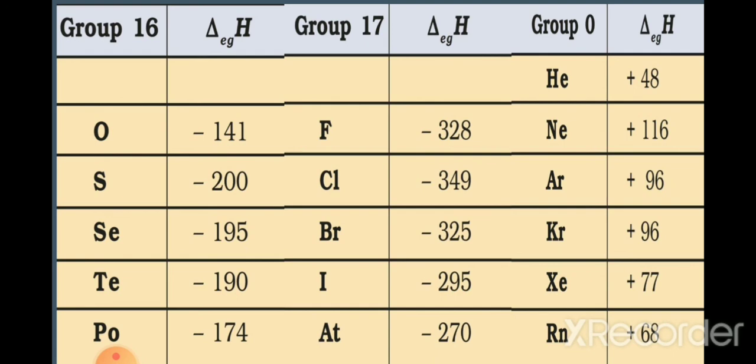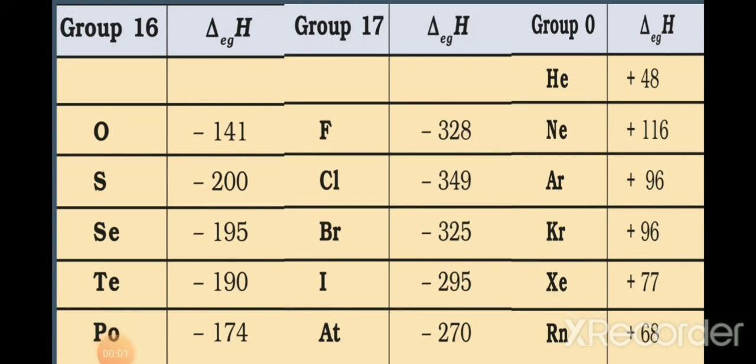In the case of helium, neon, argon, krypton, xenon and radon, we find that the sign of electron gain enthalpy is positive, which shows that the process of addition of an electron is endothermic. Now another information is that if an atom has large negative electron gain enthalpy, it shows that the atom can easily gain an electron. And if the atom has positive electron gain enthalpy, it shows that it is difficult to add an electron.